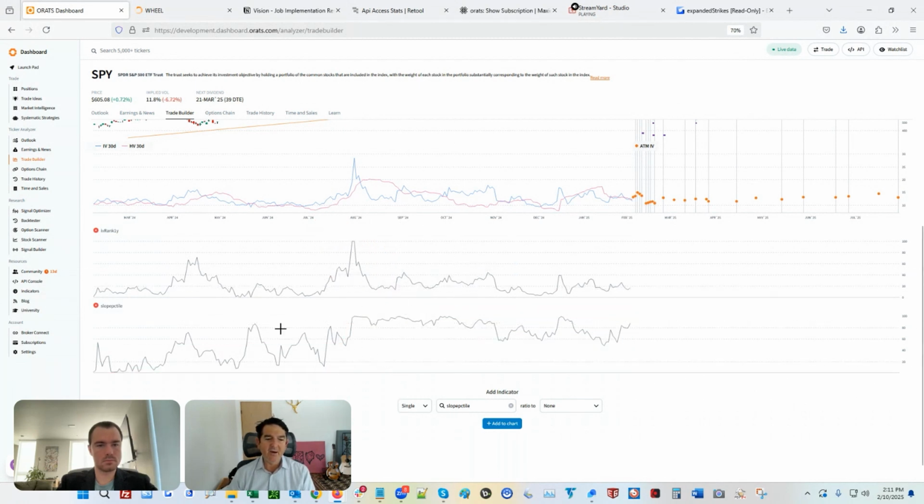So what I'd like to do now is ask, how could we benefit from these? How could we benefit from IVRank? How could we benefit from slope percentile? So let's start with IVRank.